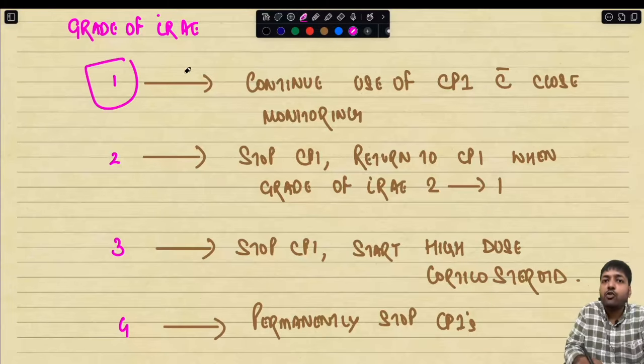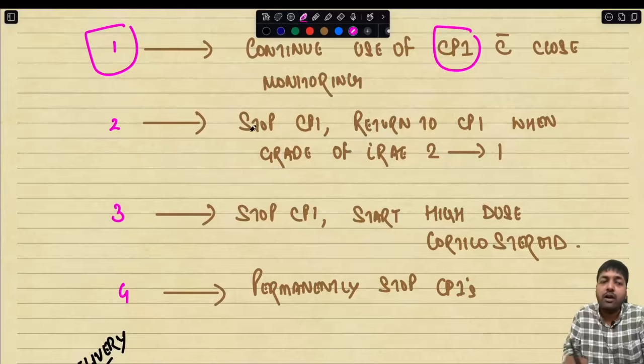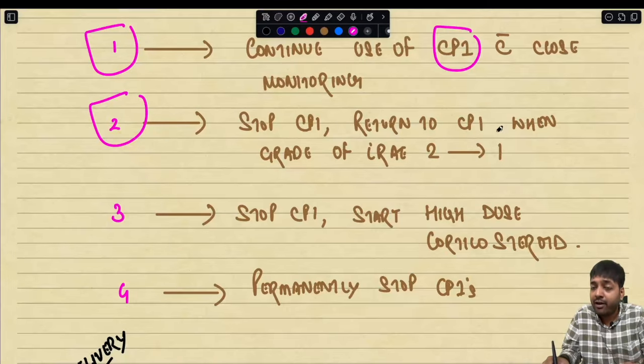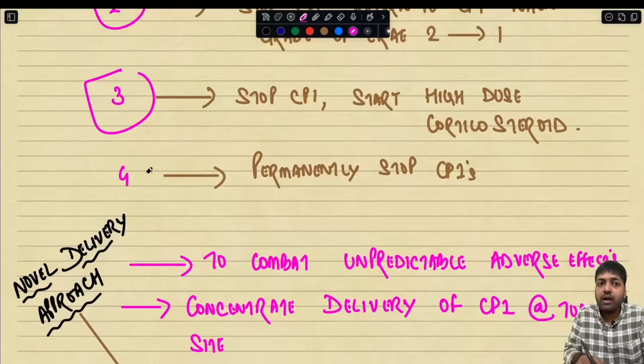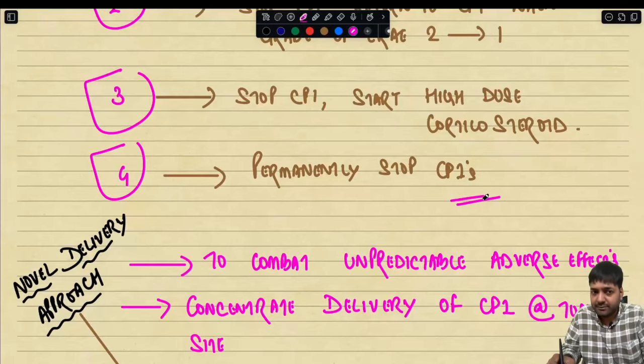Also, ASCO recommendations for the treatment depend on the grade of immune-related adverse effects. Grade 1, you should continue the use of CPI with close monitoring. Grade 2, stop the checkpoint inhibitor therapy, and return to treatment only when the grade changes from 2 to 1. Grade 3, stop the CPI, start high dose corticosteroid. Grade 4, permanently stop CPIs.